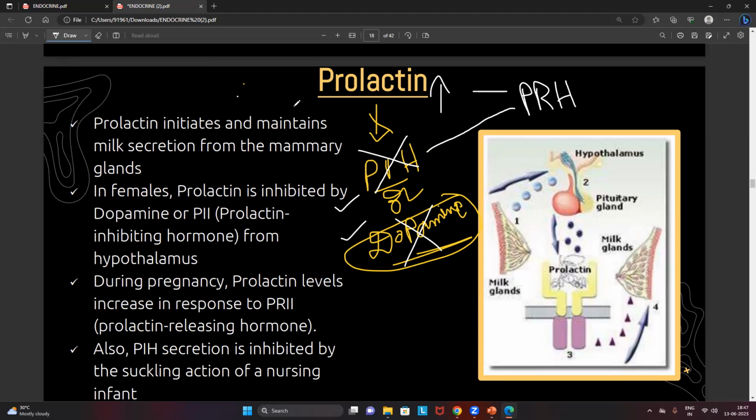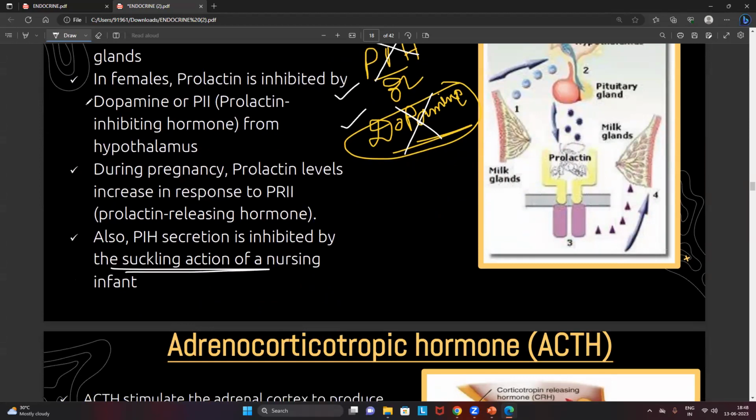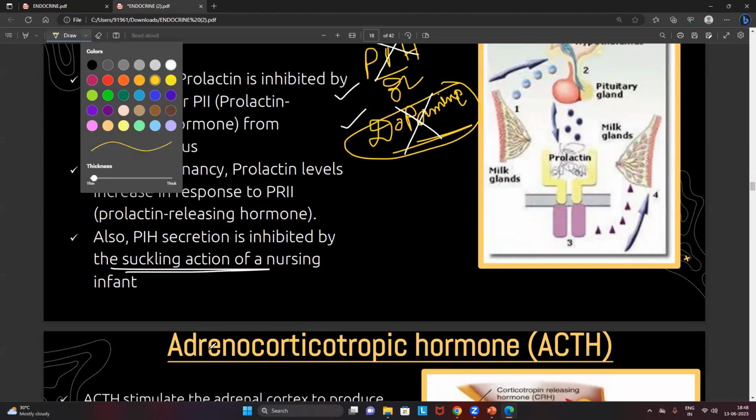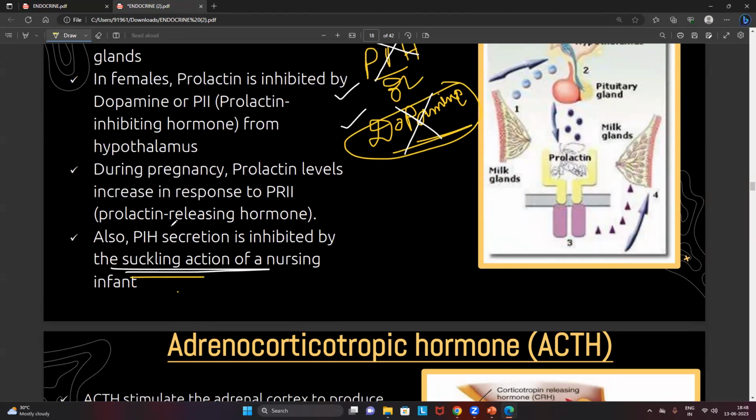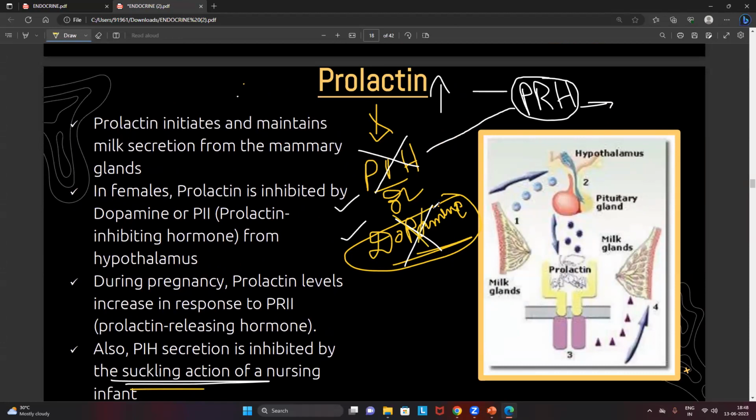Every student, try to understand the important point I'm saying. Sometimes, only sometimes, in the woman, the prolactin releasing hormone won't release in the minimum concentration. At that time, how is the dopamine getting inhibited? By the suckling action of the nursing infant. That's also a very important statement. When the infant starts suckling, the dopamine level starts decreasing completely. The prolactin level will become more.